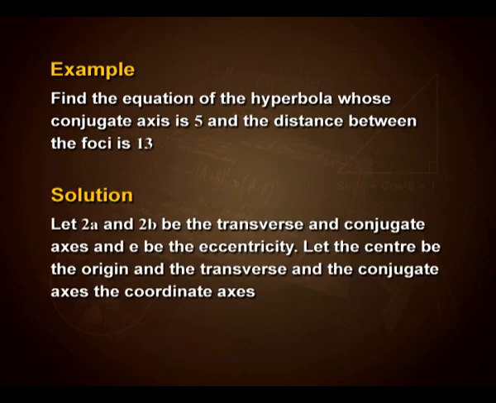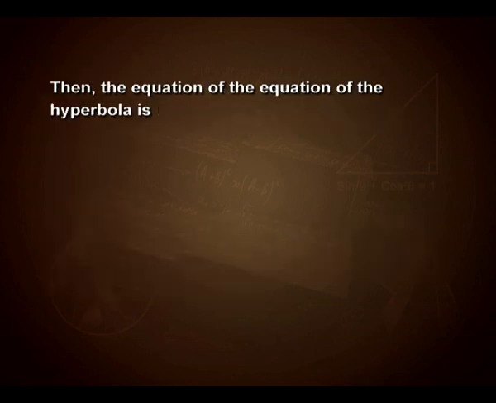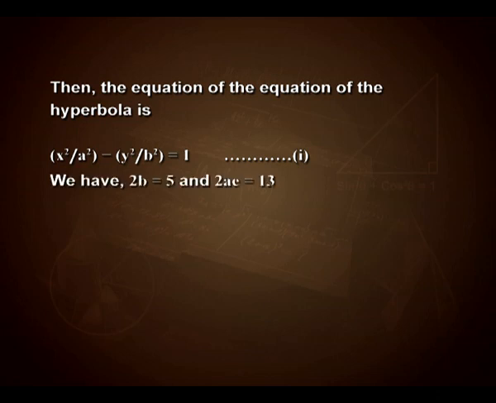Let 2a and 2b be the transverse and conjugate axis and e be the eccentricity. Let the center be the origin and the transverse and the conjugate axis the coordinate axis. Then the equation of the hyperbola is x square upon a square minus y square upon b square is equal to 1. We have 2b is equal to 5 and 2a is equal to 13.